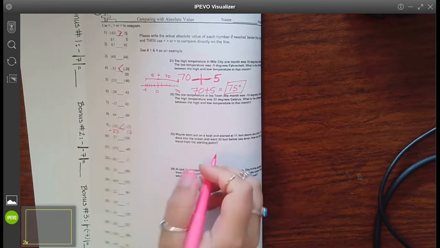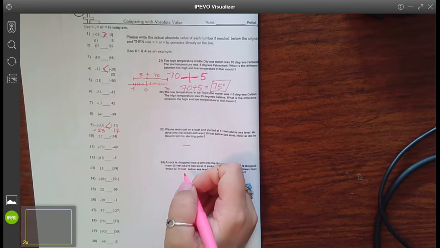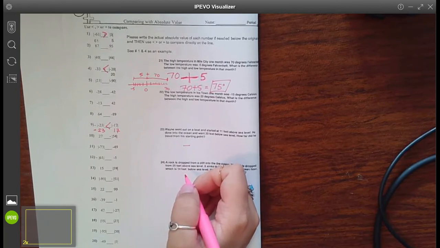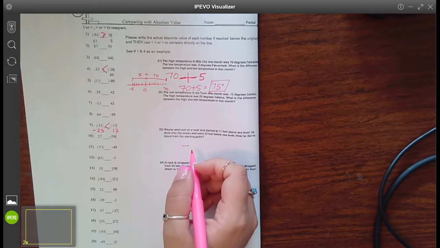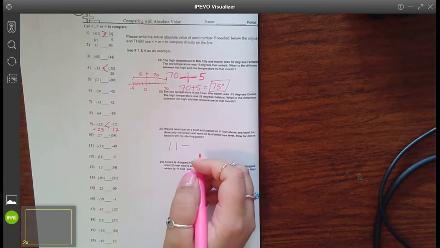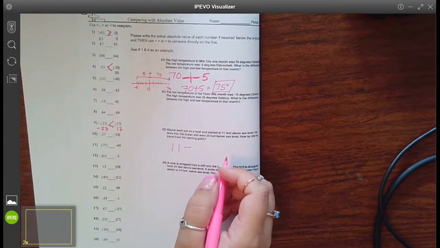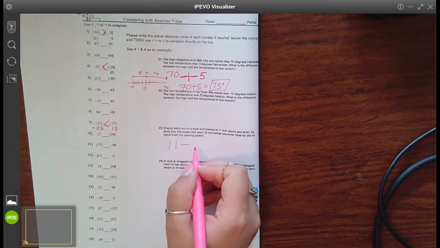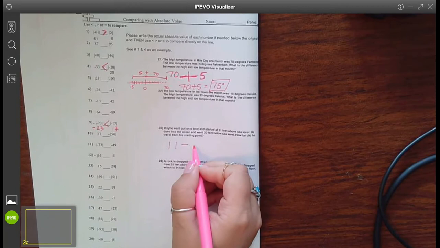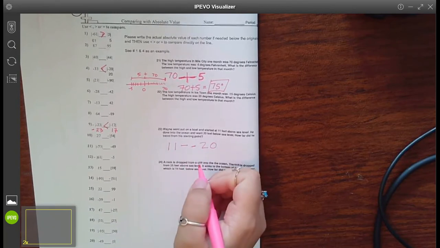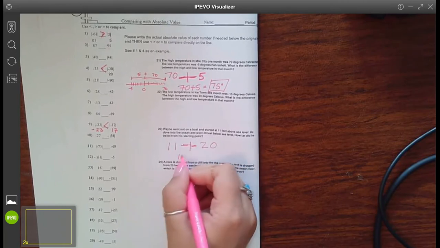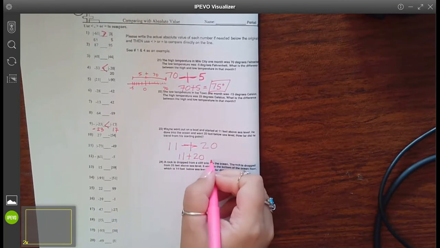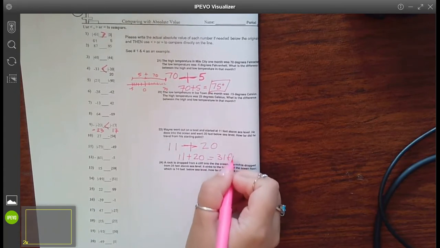So if they want to find the difference of something, that means you're going to subtract, right? How far did he travel? Well, it says Wayne went out on a boat and started 11 feet above sea level, and then he dove into the ocean and he went below sea level 20 feet. And you want to find the difference or the distance between those. So, what's the distance between 11 and negative 20? That same thing happens. The opposite of a negative becomes a positive. So, 11 to 20, which is a distance of 31 feet.